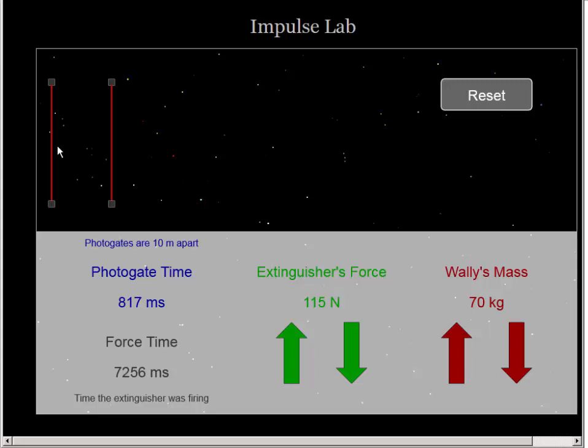So we can calculate impulse using force times a change in time. And then we can also calculate his change in momentum. He was initially at rest, and we can measure his speed right over there. And we can reset this and mess around with the mass and the forces a little bit.